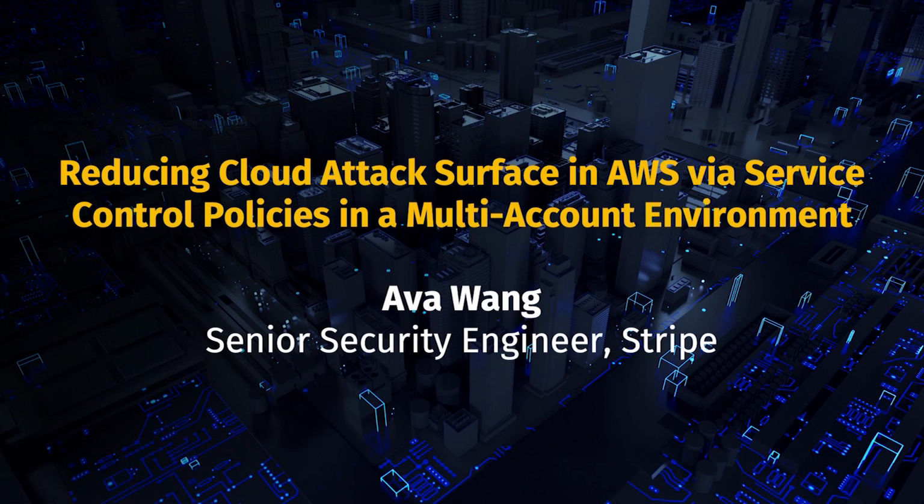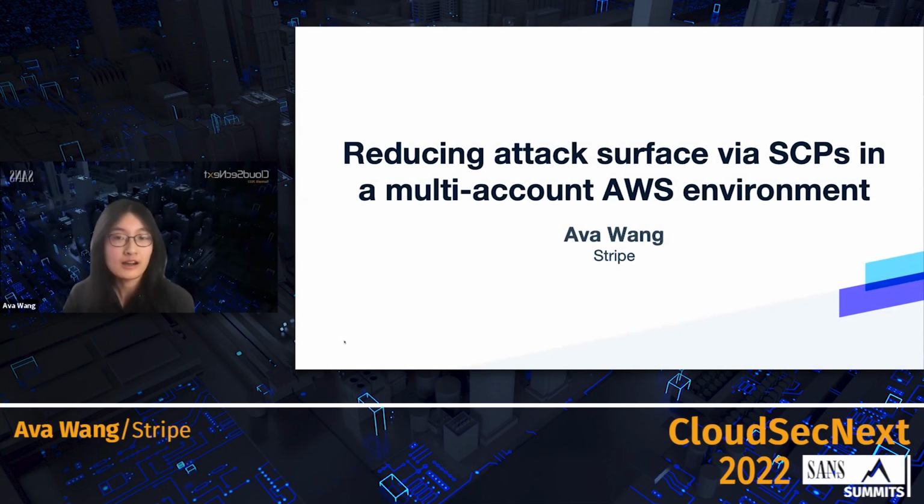So hi everyone, I'm Ava and I'll be presenting on how to reduce attack surface via service control policies, or SCPs, in a multi-account AWS environment, and discussing lessons on how my team was able to do this at Stripe. To introduce myself, I work on the cloud security team at Stripe. Previously, I was a software engineer at AWS for AWS Security Hub and the quantum computing service, Amazon Braket.